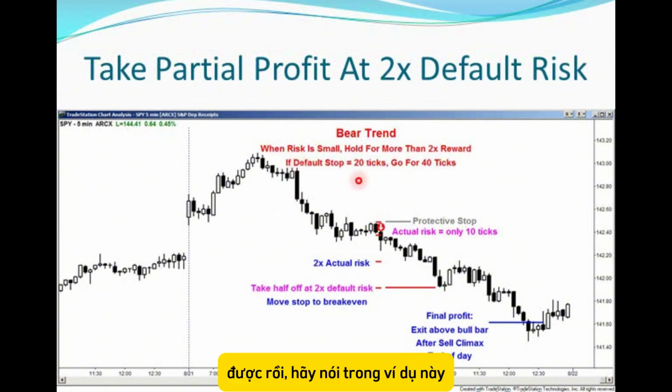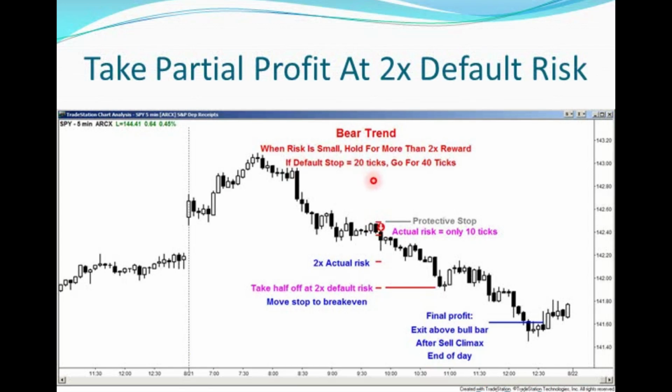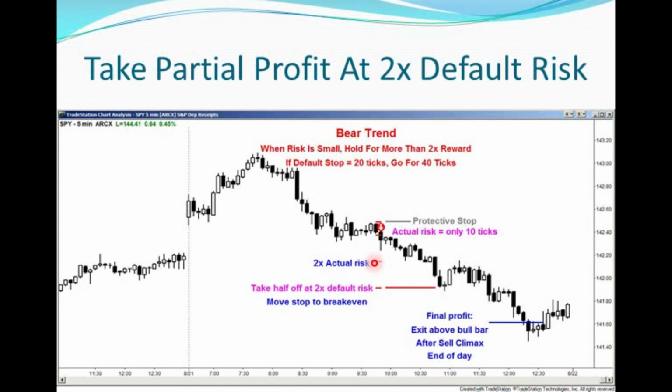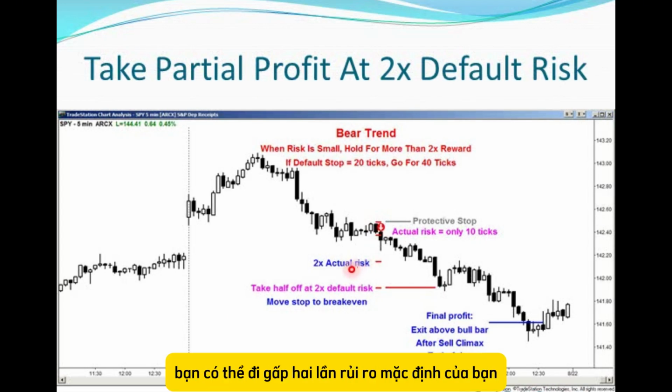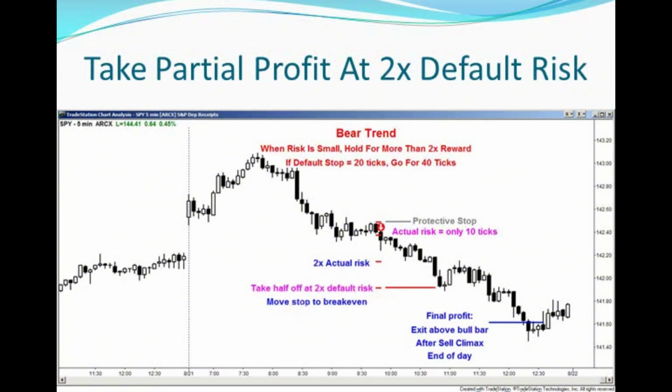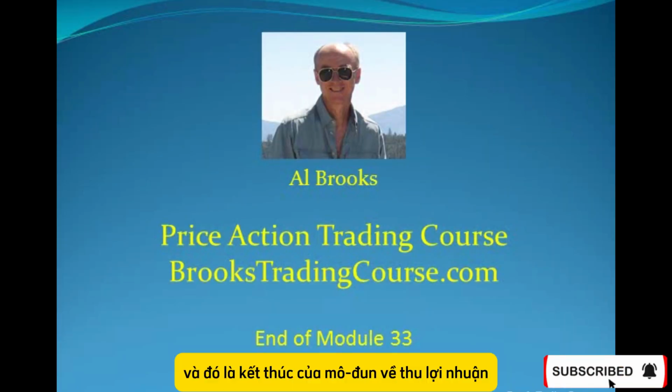Okay, so let's say in this example your default stop is 20 ticks. Instead of going for 2 times the initial risk, which is 2 times the actual risk, which in this case would have been about 20 ticks, you could go 2 times your default risk, which is down here, and you would have exited over here. And that's the end of the module on taking profits.